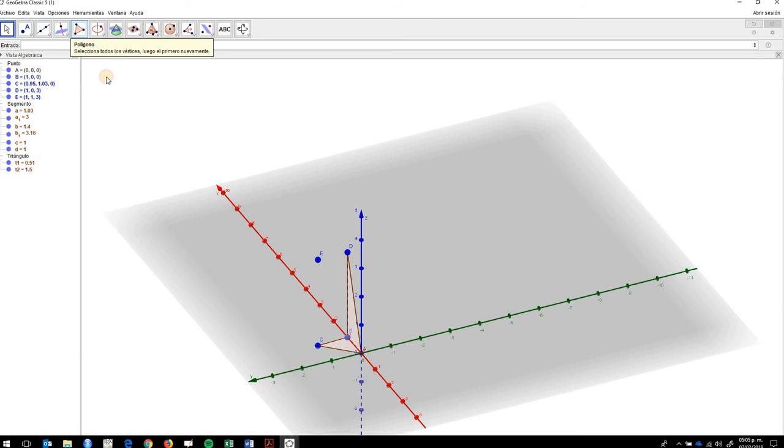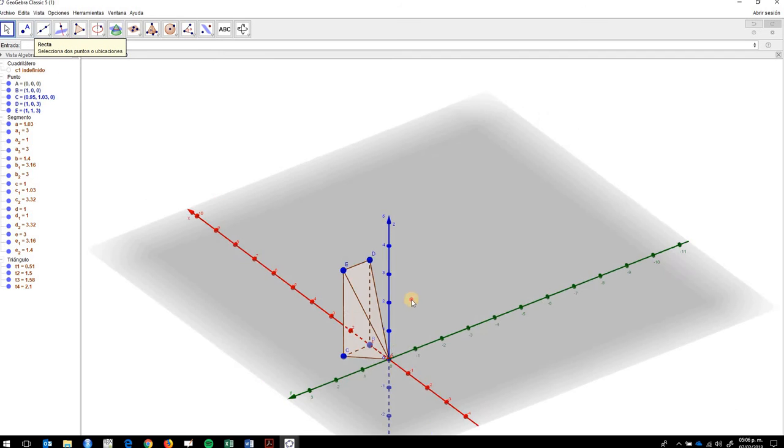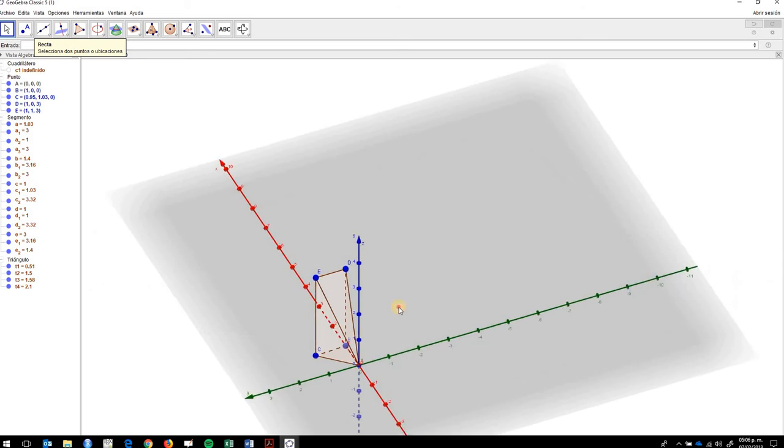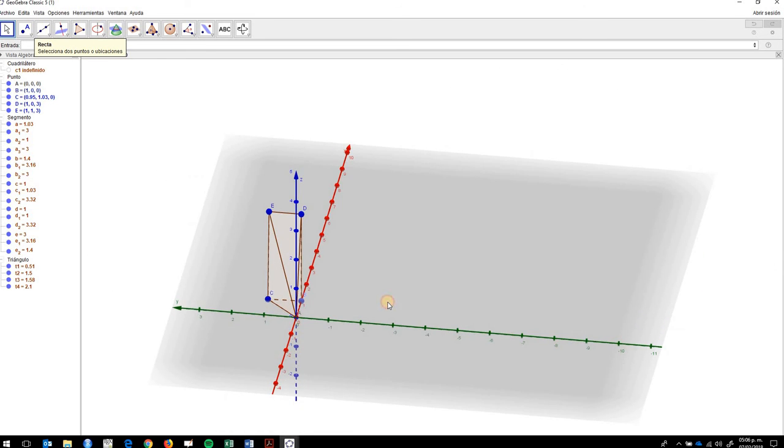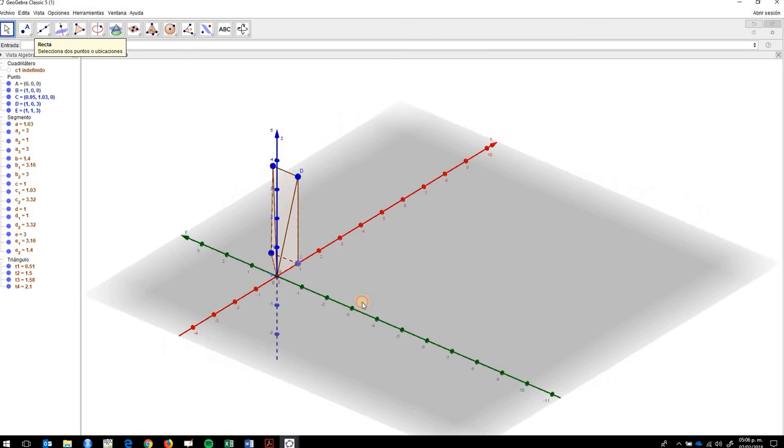Now we need another polygon to go from here to here. This is going to be like the back piece. And now we need another one which is going to go from D to E to A. And the last one is going to be like the left wall, so to speak. So that's it. That's the shape of the joint density function.